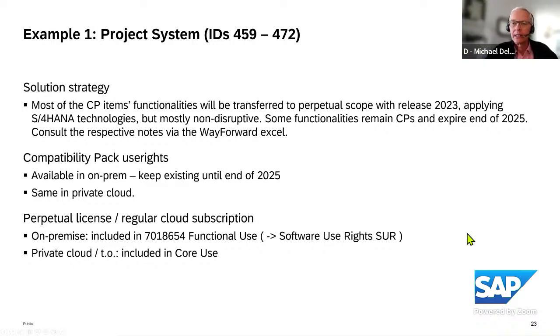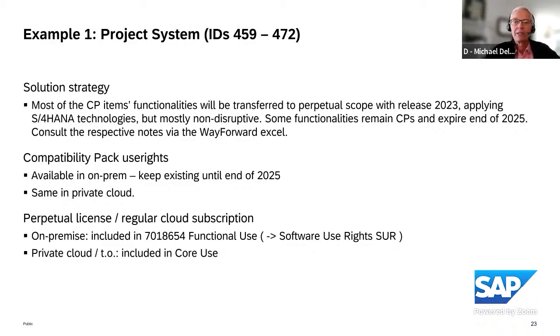So we are now coming to 3 examples of compatibility packs and what their future is going to look like. And as you can see already from these 3 examples, the individual items in the CP matrix are very, very different with regards to what we are doing about them and what the requirements are also from a customer end. So project system is a good example because when you open the section 4 of the compatibility matrix, you will see lots of entries for PS, and we have lots of customers using PS.